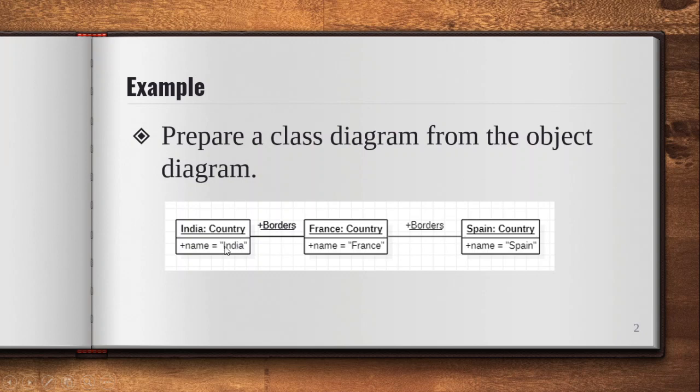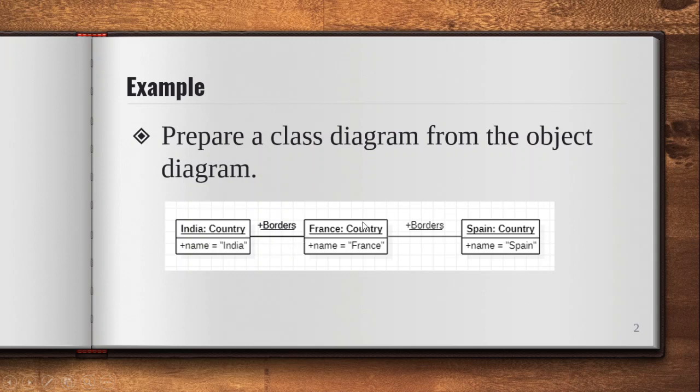Again, in an object diagram the values are associated with the attributes. You can see here that name is the attribute of this country class and the values are associated with this name. India is the name of this object, France is the name of this object, and Spain is the name of this object. So in an object diagram the values are associated with the attributes, and between these two objects you can see that borders is the link name, or we can say the relationship name. So borders is the link name.